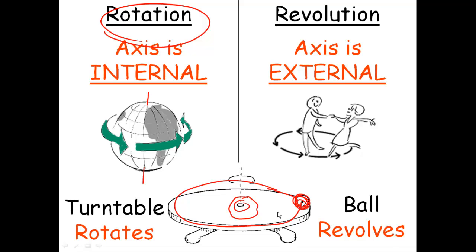Notice if this were the Earth and this were the Sun, the axis would be through the Sun, but the Earth is going around that axis but not attached to it, as the Sun would be. So one is internal, one is external. Rotation and revolution.